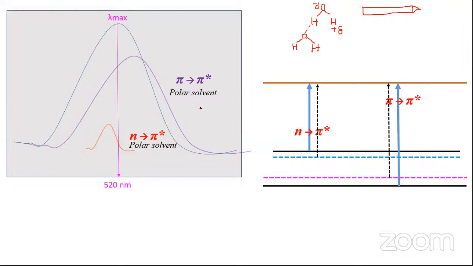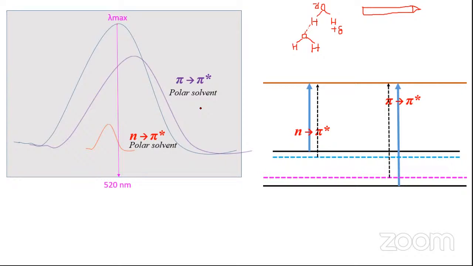So where will this pi to pi star shift? Towards shorter wavelength, higher energy value, right? Okay. And what will happen to n to pi star, by the way? Maybe there will be no shift. Yes, there is no shift. Nothing will happen to n to pi star. They are in the environment where they want to be in. So no kind of shift will happen.